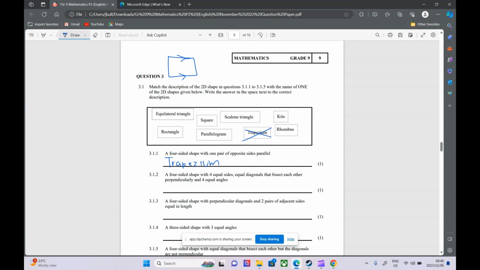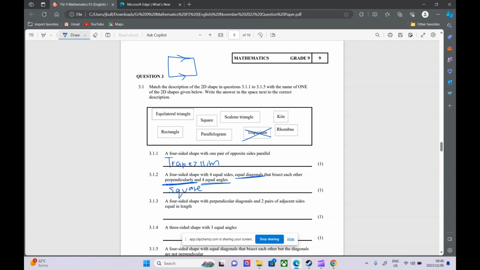A 4-sided shape with 4 equal sides, equal diagonals that bisect each other perpendicularly, and 4 equal angles. That is either going to be a square or a rhombus. The reason why we know it's a square is because the diagonals bisect each other perpendicularly, they've got 4 equal angles and they've got equal diagonals. So it is going to be a square. Again, that would really trick you out if you didn't know these properties.